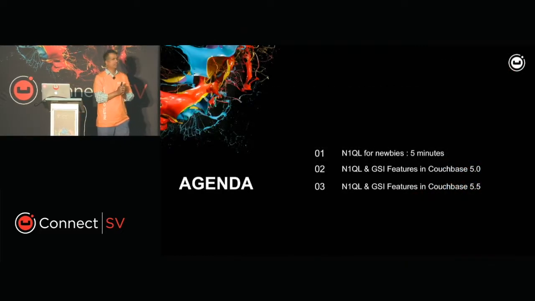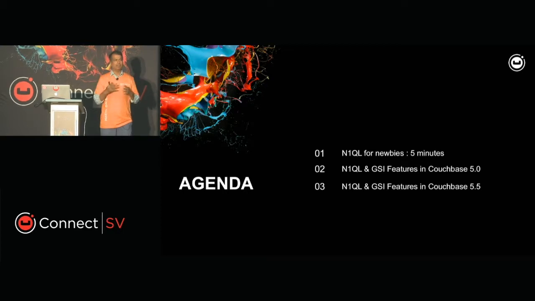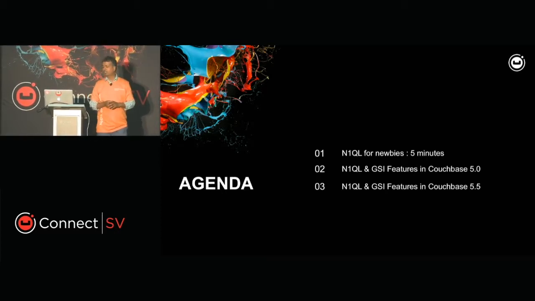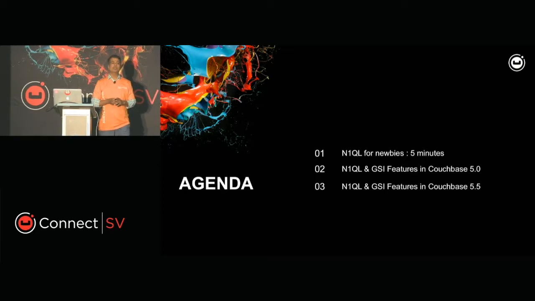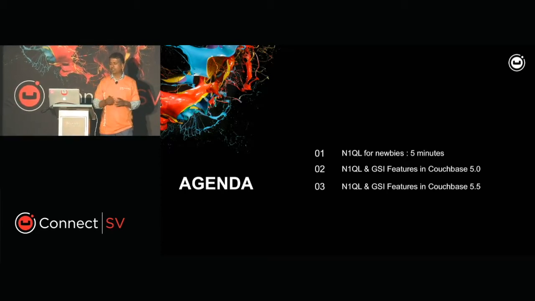This is the agenda for today. Nickel for newbies. I will try to do it in 5 minutes. The best I have done is 7 minutes, so that we are all on the same page. And you will see that it looks, runs, quacks like SQL. It's very close, except it is extended for JSON. We'll go through the overview, then the Nickel and GSI features in 5.0. GSI stands for Global Secondary Index. I'll introduce you to that in a minute. And then Nickel and GSI features in 5.5, which was released about a month ago.